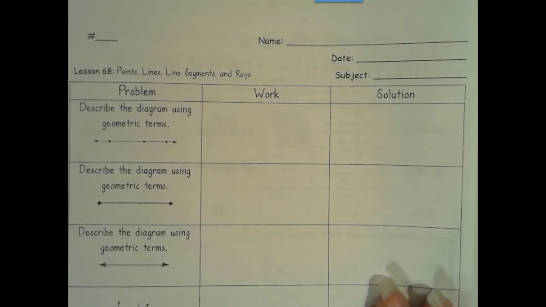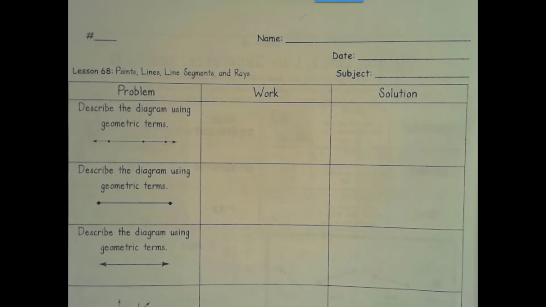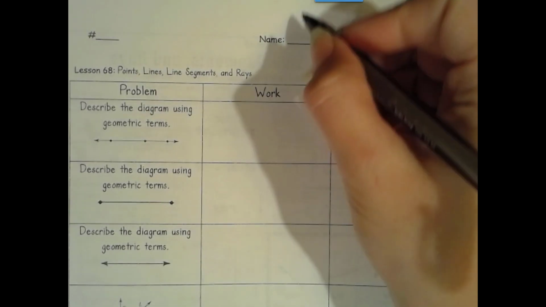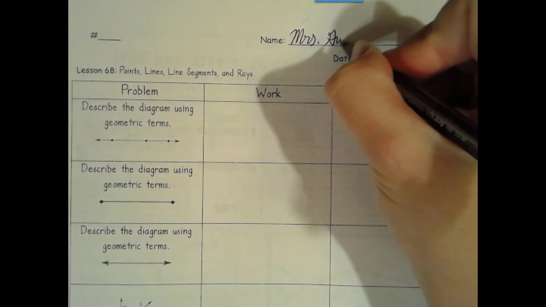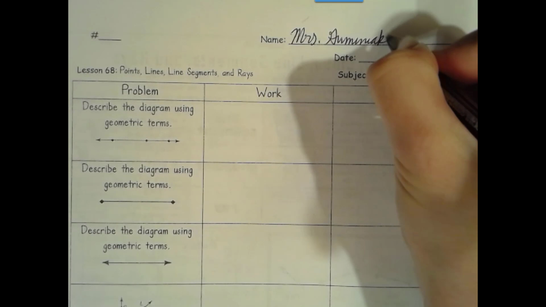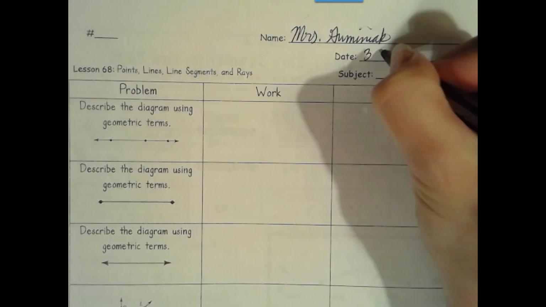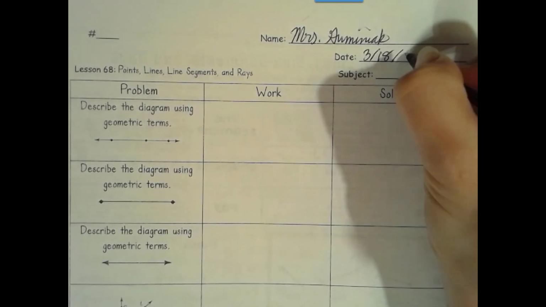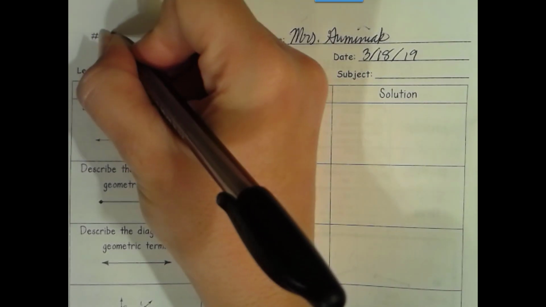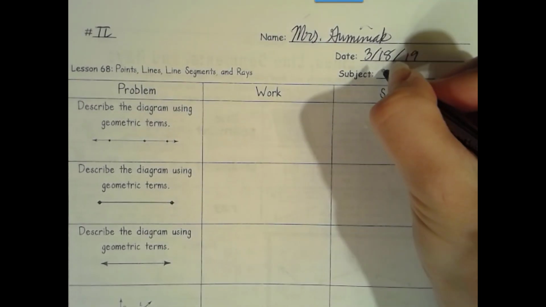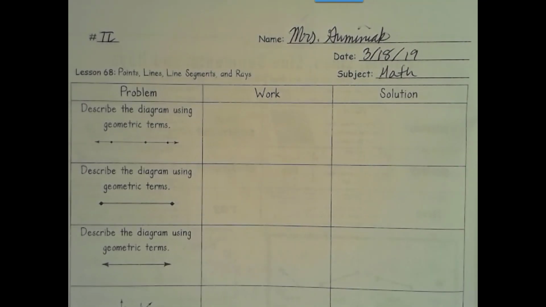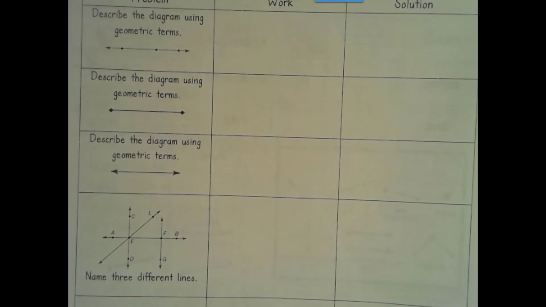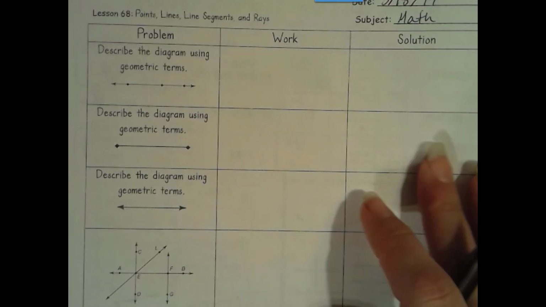All right, we are on to part 2 of lesson 68. First thing we need to do is get our heading on: name, number, date, first and last in cursive. Remember to write the date you are working on these notes, not necessarily the date I am writing. My number is pi, and the subject is math.